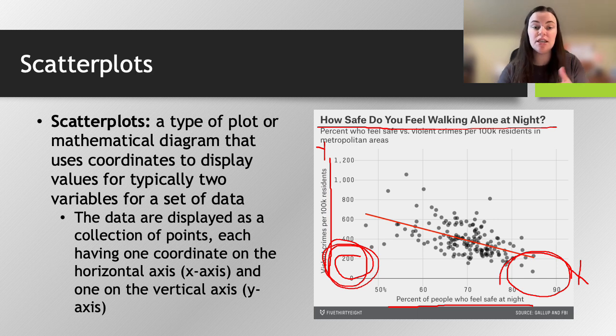But each of these individual data points represents a singular person. So that's something that distinguishes a scatter plot from a line graph. What we can do, though, is institute what's called a trend line, which is this negative slope here, to show the overall trend of responses.